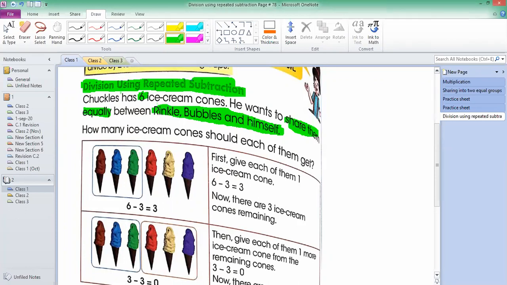Okay. So Chuckle has 6 ice cream cones, and he wants to share them equally between Wrinkle, Bubble, and himself. So he wants to distribute among three: one himself, one Wrinkle, and one Bubble. Now the question is, how many ice cream cones should each of them get? This is the question, guys. Okay, so according to division using repeated subtraction.